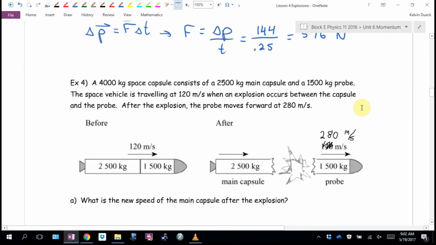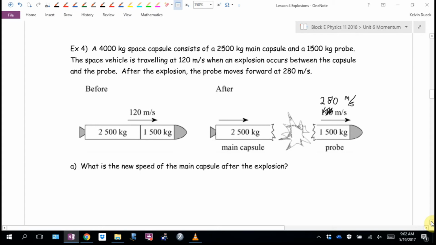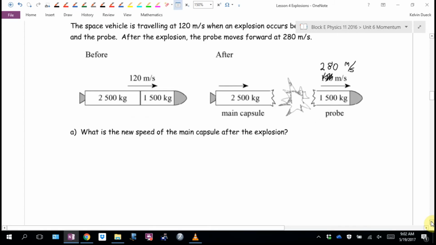Hey, let's go into space. A space capsule consists of a 2,500 kilogram main capsule and a 1,500 kilogram space probe. The vehicle is traveling 120 meters per second when an explosion occurs. After the explosion, the probe moves forward at 280 meters per second. What's the new speed of the main capsule after the explosion? This is a job for conservation of momentum. In my mind, I'll just imagine the sum of all the momentum before equals the sum of all the momentum after. I'm going to use the letter C for capsule and the letter P for probe.